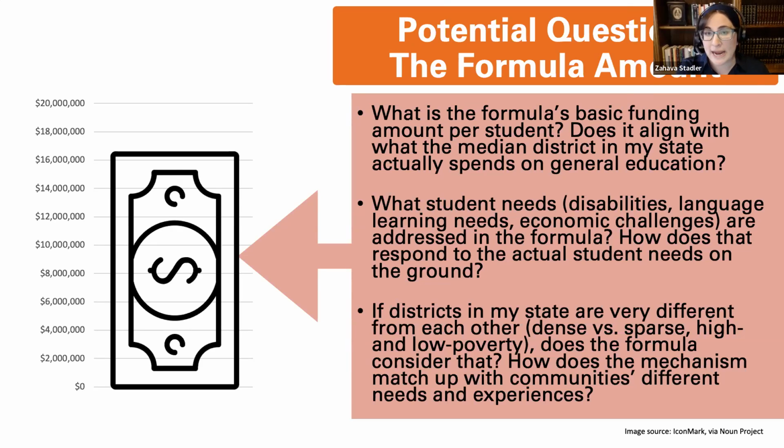Also, you know your state, and chances are there's a fair amount of diversity between districts. If the districts in your state are very different, maybe a very uneven distribution of students where some places are very sparse and some are very dense, or where there are clusters of students from low-income backgrounds that are in particular districts and not elsewhere. Does the formula consider those differences? How does the mechanism in the formula match up with what's really happening on the ground with communities' needs and experiences?